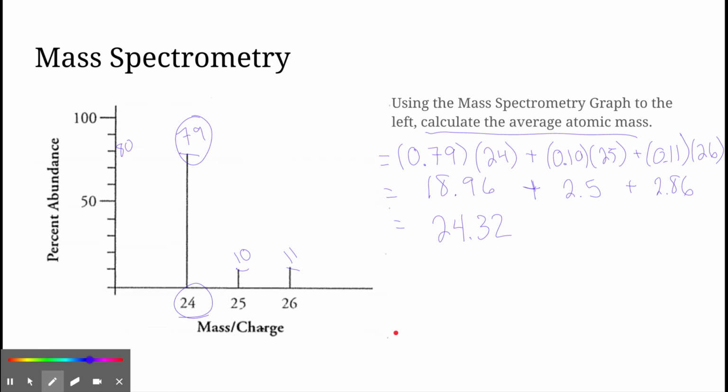When I calculate those, leaving them as each of the separate multiplications, and add them together, I get 24.32. And then looking at the periodic table, it looks like this element is magnesium, which is what it is. So that's one of the things we want you to be able to do. If we give you a graph that looks like this, we want you to be able to figure out what the average atomic mass is.